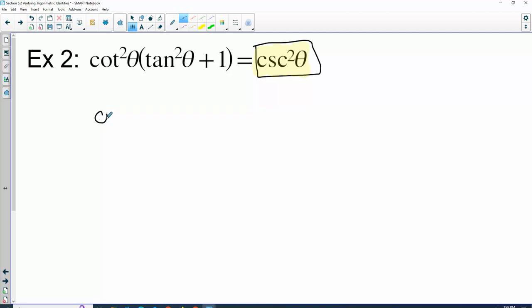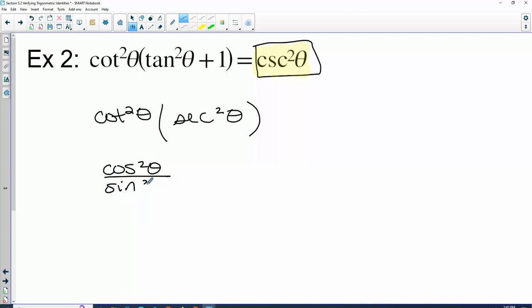Tangent squared plus 1 is... If you didn't recognize that, you can go into sines and cosines and you'll get the same thing. But you could recognize tangent squared plus 1 is secant squared. Now, I don't see any obvious way to get from here to cosecant, so now I would change into sines and cosines. So cotangent squared is cosine squared over sine squared times secant squared, which would be 1 over cosine squared.